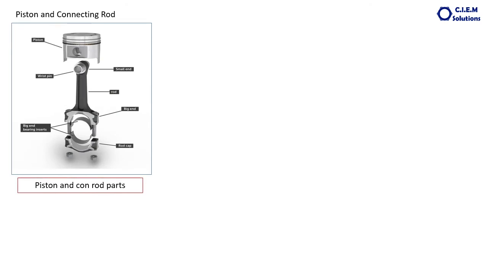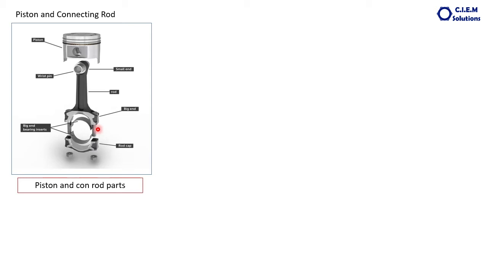This is the piston connecting rod assembly, showing the important parts contained in this assembly. This is the piston with rings. This is the connecting rod. This is the small end. This is called the gudgeon pin. This is the big end, and these are big end bearings. You can also see the bearing inside the small end. This is the total assembly.